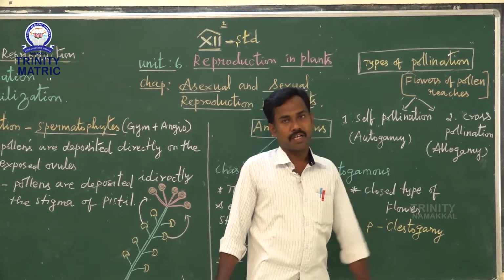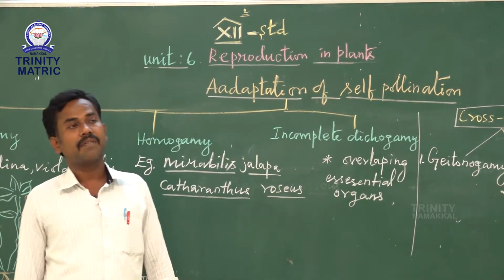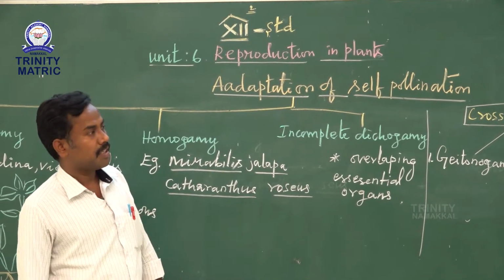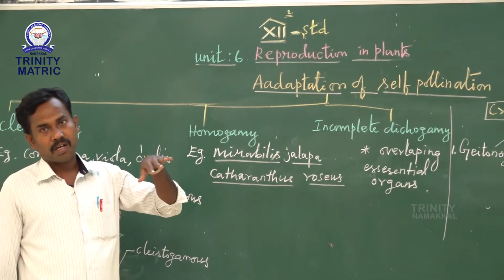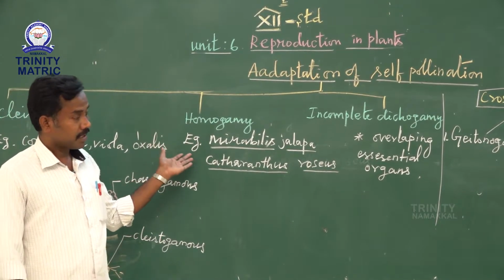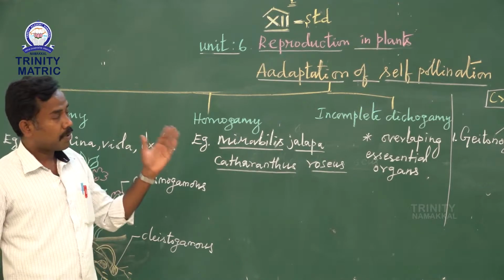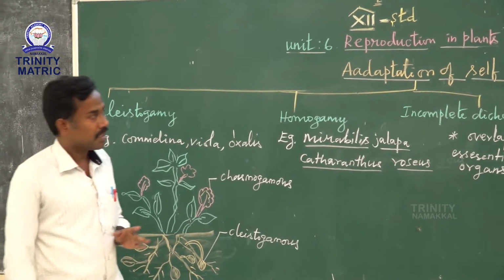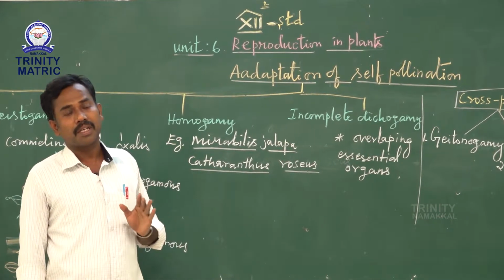Next, adaptations for self pollination. Already we know what self pollination and cross pollination are. Self pollination is the transfer of pollen grain from the anther to the stigma of the same flower. Cross pollination is the transfer of pollen from one flower to another flower of a different tree of the same species. Self pollination is also called autogamy, and cross pollination is also called allogamy. Self pollination mostly occurs in bisexual flowers, whereas it is not possible in unisexual flowers.